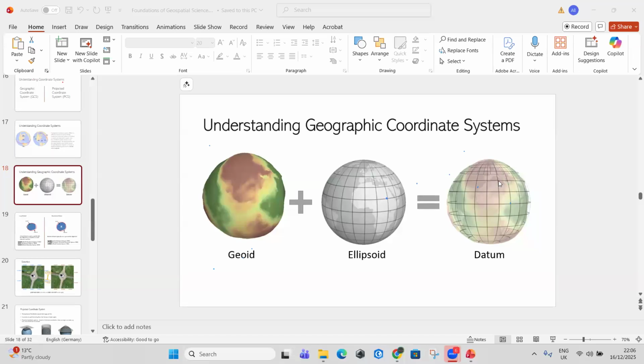Now, datum is again in GIS. What is a datum? Just in the back of your mind, you should always know that a datum is a reference model created by adding the geoid and a type of reference model here. Okay. So you need to be able to clearly think in your mind what a datum is.